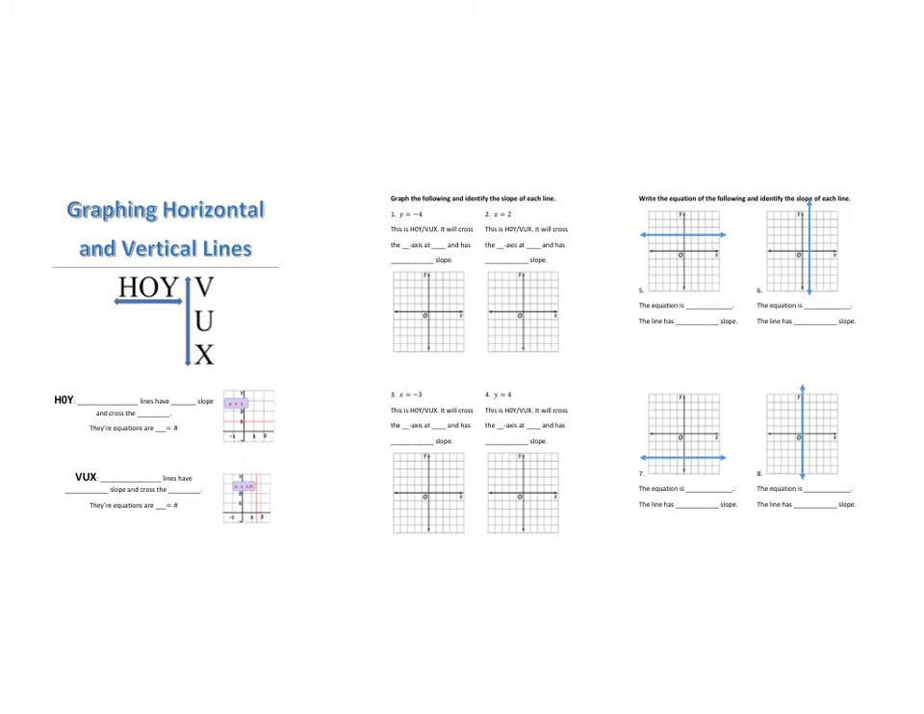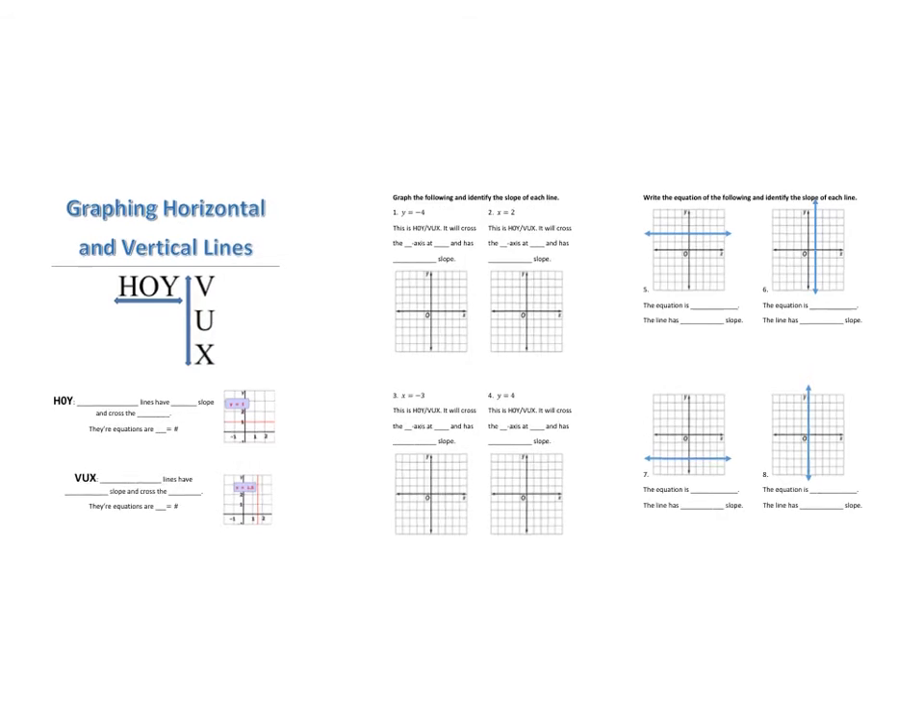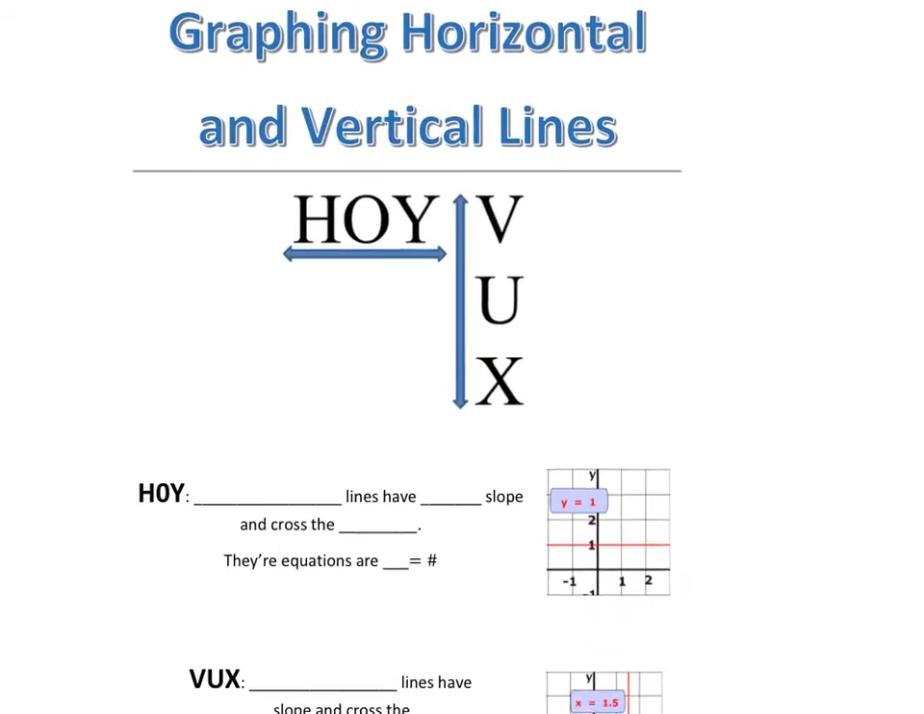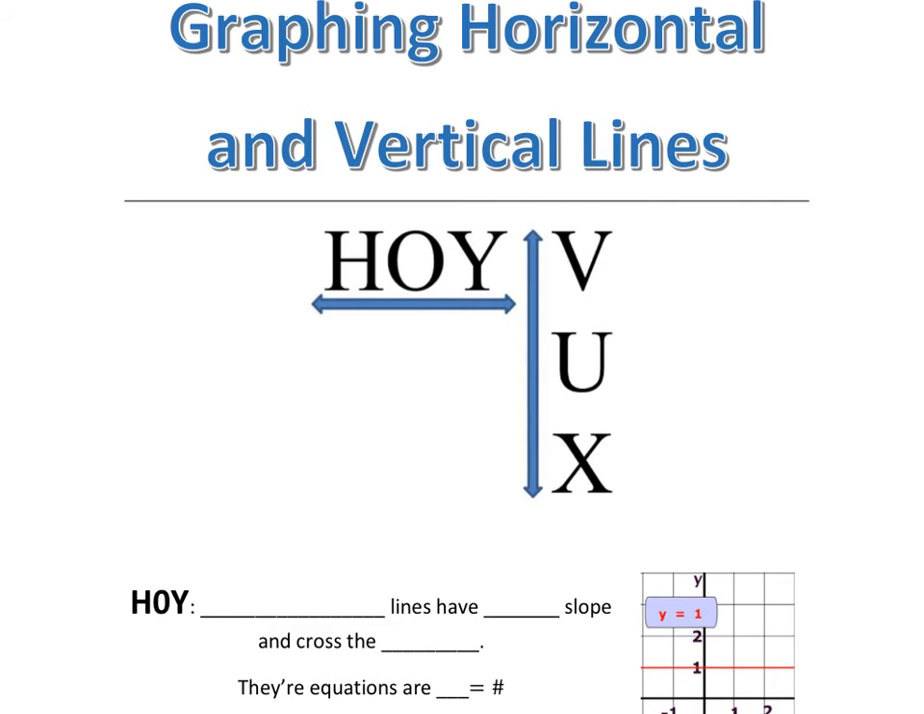There are some special cases of y equals mx plus b that we're going to be talking about today. Two of those special cases are called horizontal and vertical lines. Now we're going to use this acronym HOY-VUX to help us remember the different features of both horizontal and vertical lines. HOY is written side to side because these horizontal lines go side to side, and VUX is written up and down because VUX lines, or vertical lines, go up and down.